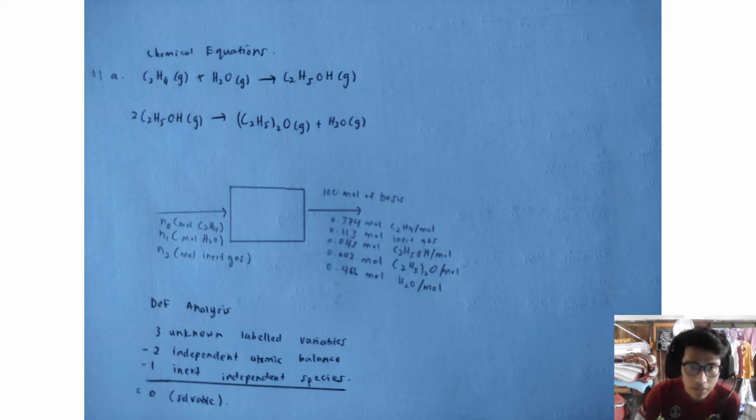So the flow chart of this question is like the diagram in the slide. There are three variables that go into the reactor, as we can see over here, and 100 mole of basis as the basis of the calculation in this question. For the degree of freedom analysis, there are three unknown labeled variables minus two independent atomic balances, C and H, and one independent species which is inert gas. So we got 0. So this question is solvable.